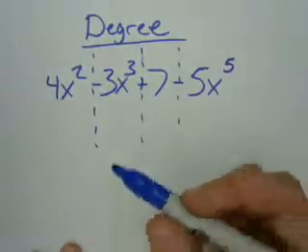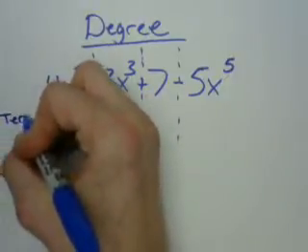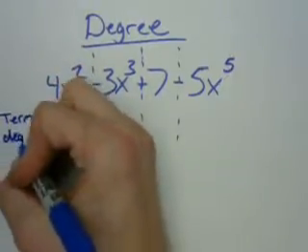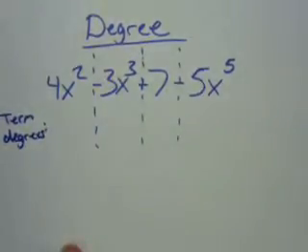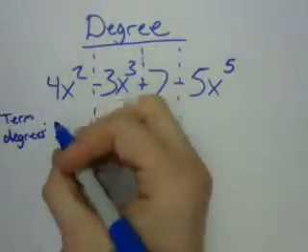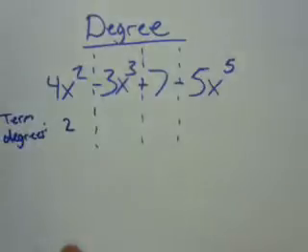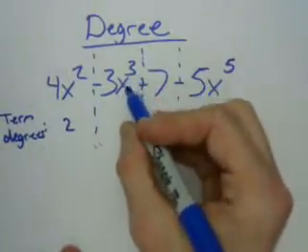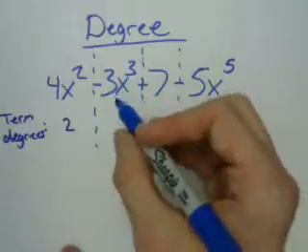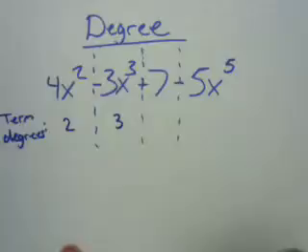Now moving past this, let's talk about the degrees of each term. So I'm just going to label this term degrees. Okay? Now here for the 4x squared, it is to the power of 2. So I say the degree of this term is 2. Okay? Now here for the negative 3x cubed, or you could read that x to the 3rd power, you can say this has a degree of 3.